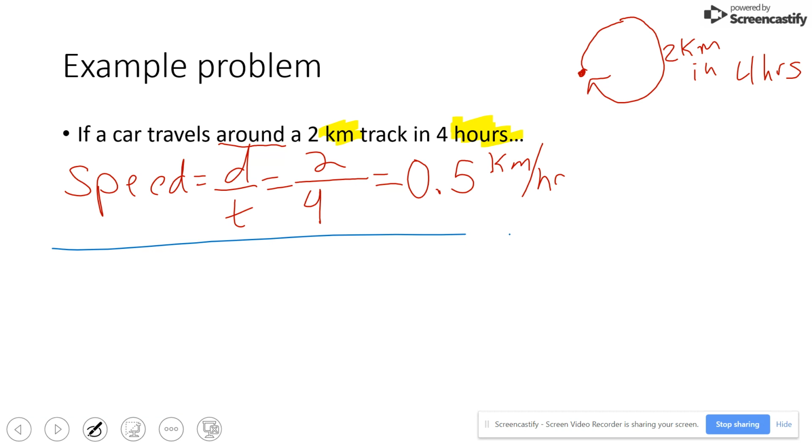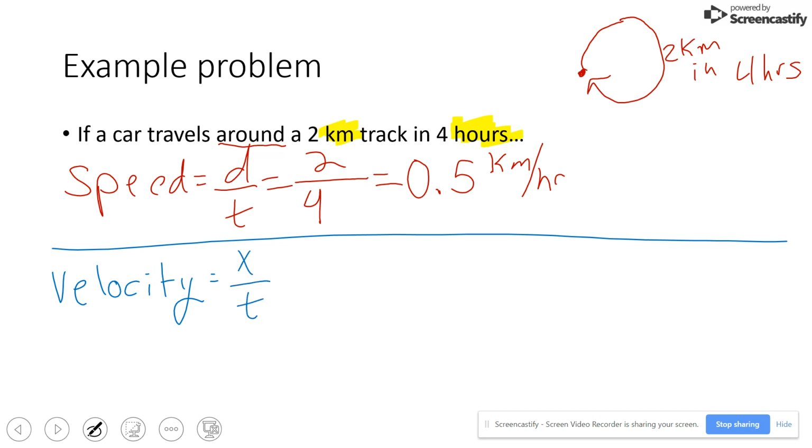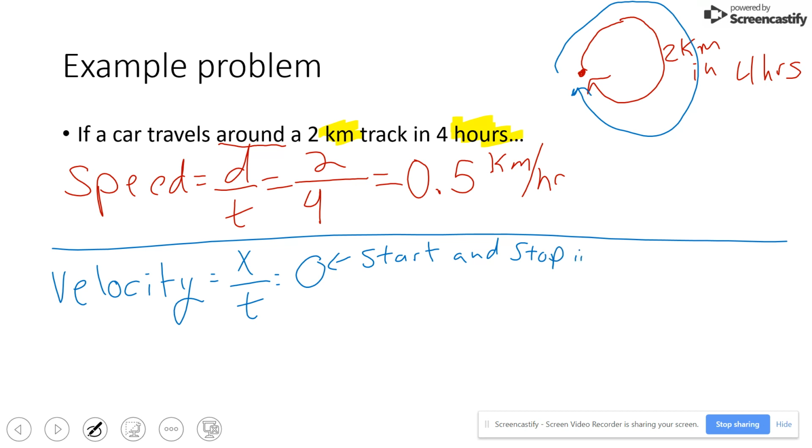Okay, so when we look at velocity, velocity is displacement over time. When we look at our picture, we're going around a track and coming back to the same point. Since we're starting and stopping in the same spot, our displacement is going to be 0, because you start and stop in the same place.